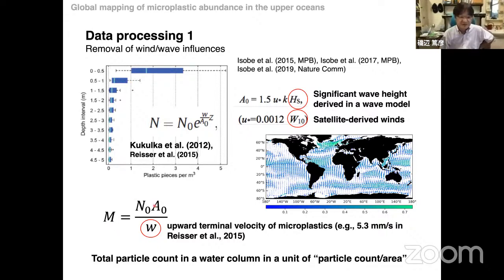N0 is the observed value directly obtained by towing the Neuston net or Manta net. And if we have Hs and W10, that means the wave height and wind speed, and we assume the upward terminal velocity, we can obtain the total particle count, which is independent of the oceanic condition, because this is already vertically integrated.